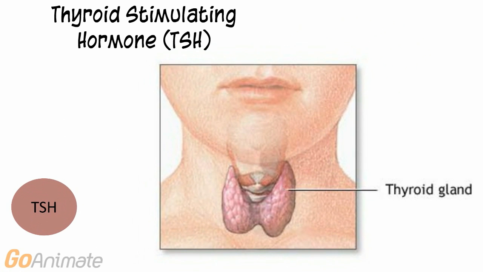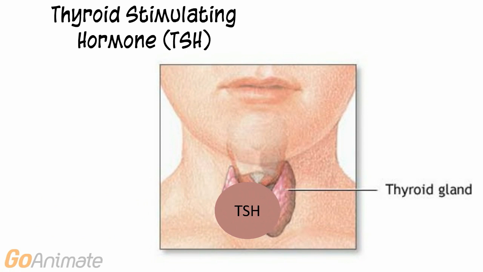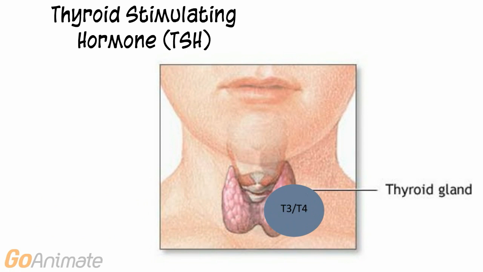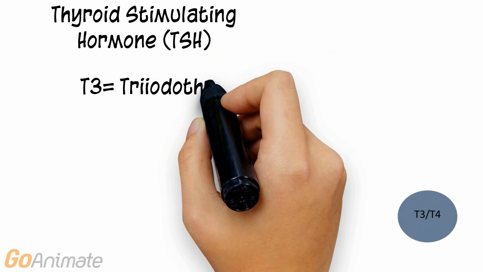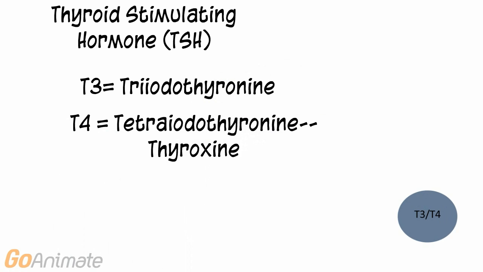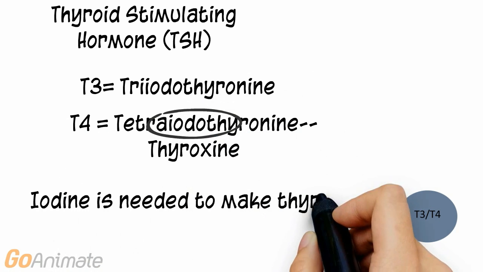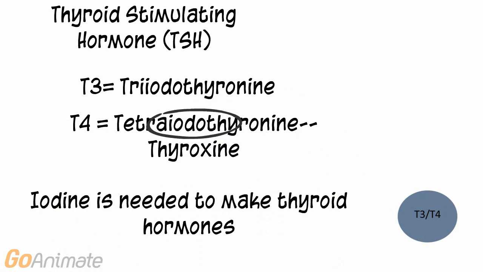TSH targets the thyroid gland and facilitates the release of two thyroid hormones, T3 and T4. T3 is also known as triiodothyronine, and T4, or thyroxine, is also known as tetraiodothyronine. Both contain iodine, which is required for making each hormone.